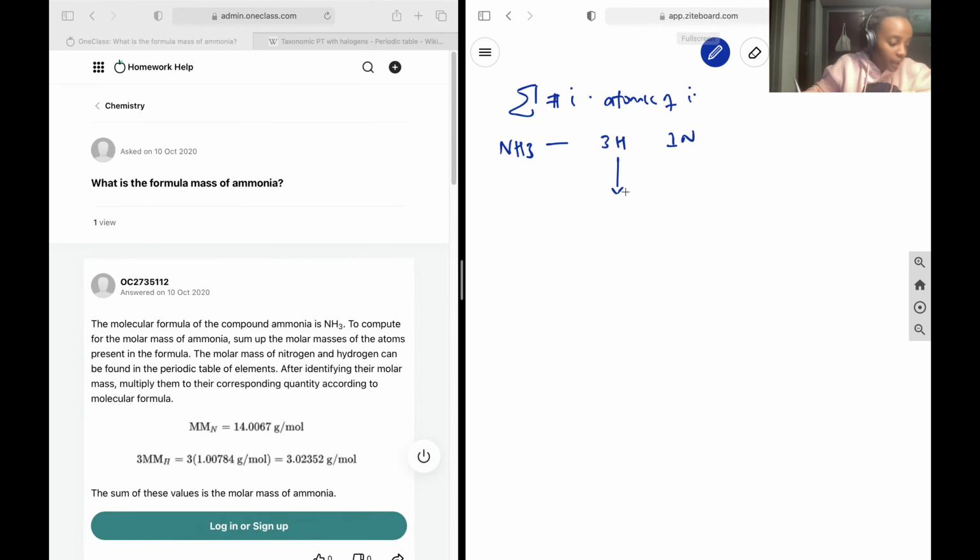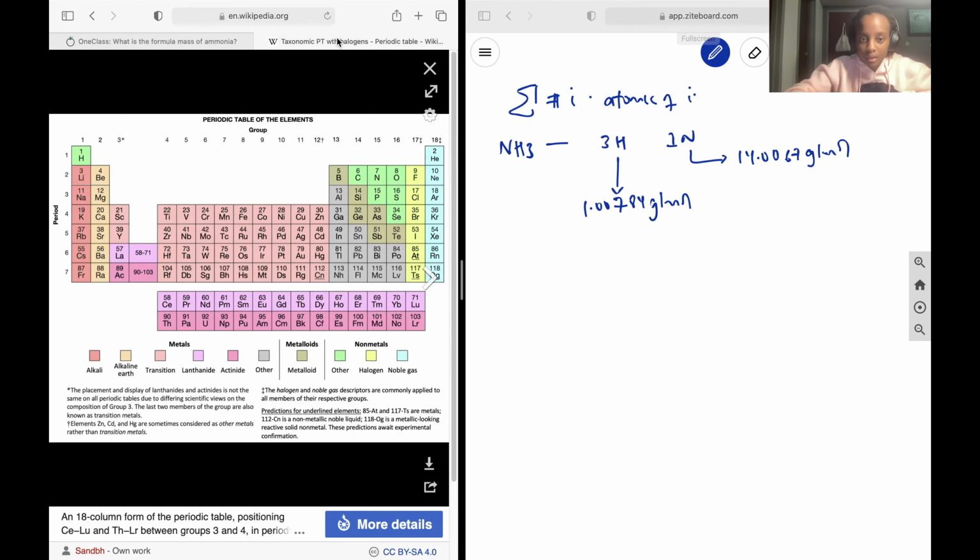The atomic mass of hydrogen is going to be 1.00784 grams per mole. The atomic mass of nitrogen is going to be 14.0067 grams per mole. Please note all of these values can be found on the periodic table. Not this version, but it would usually be the number at the bottom.